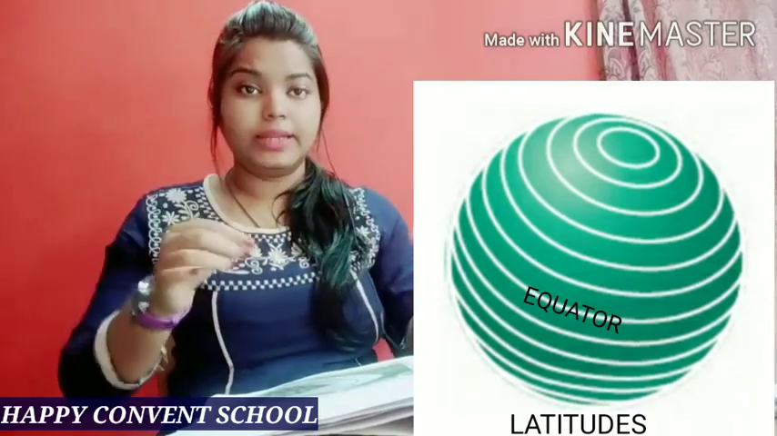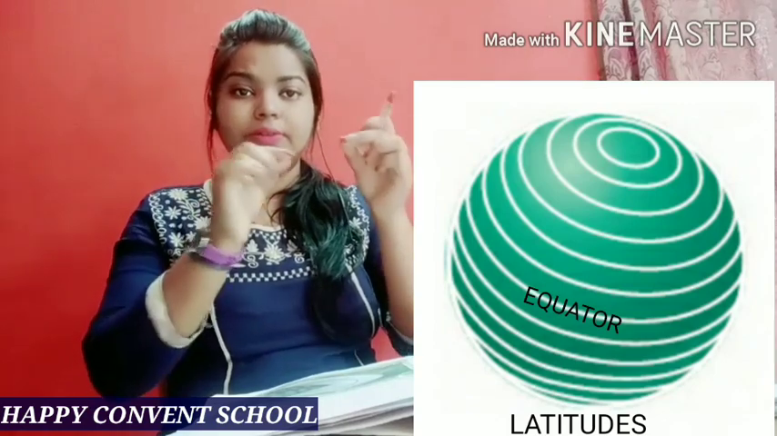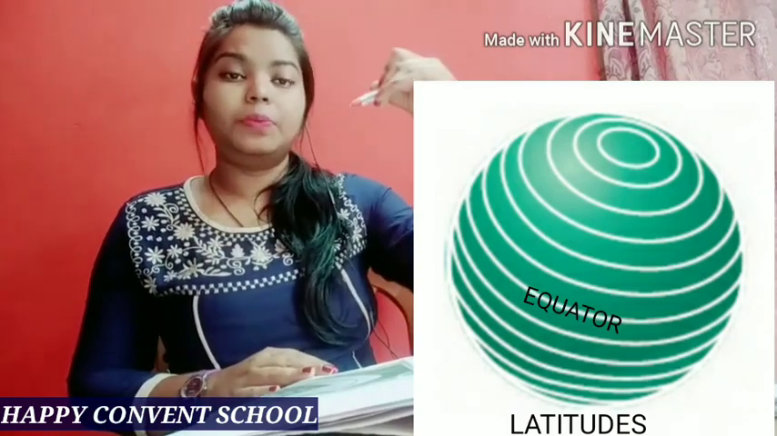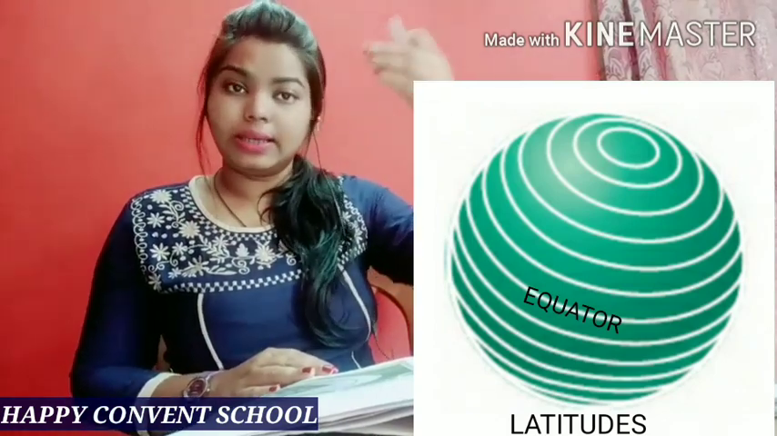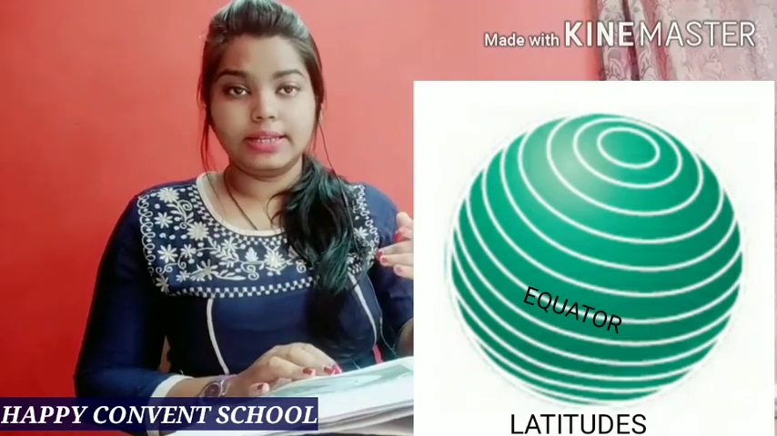Equator, because it is in the middle. Then the size gets decreasing, and near the pole it becomes very small in comparison to the size it has in the equator. Okay.